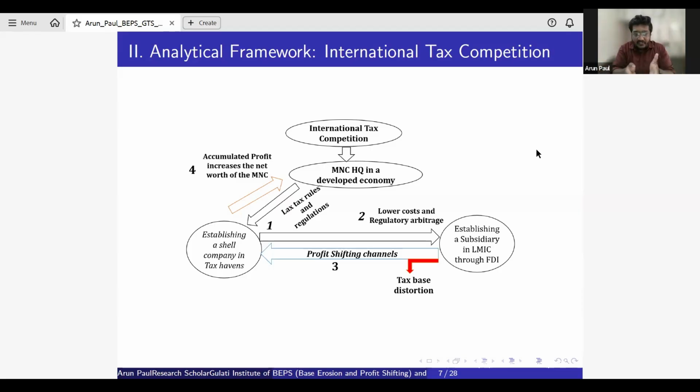This is how the profit shifting framework works, and it will become more complicated if an MNC establishes more and more paper companies in many tax havens. It will become more complicated, and that distortion of the tax base will increase.